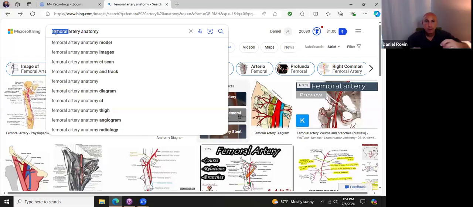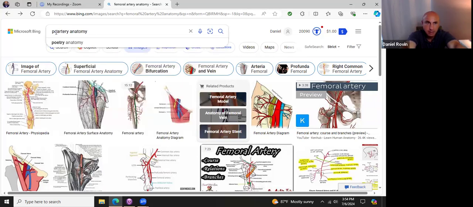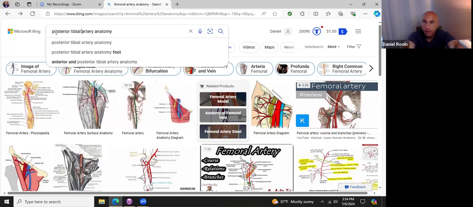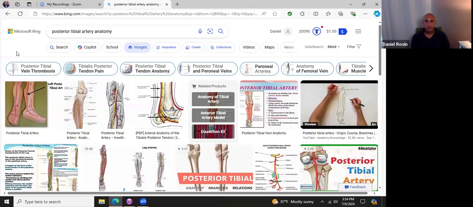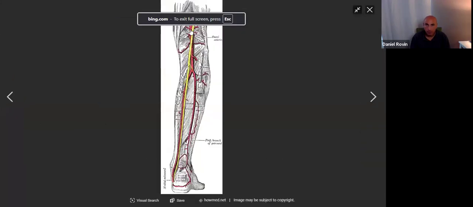So let's look at the posterior, which means the backside, tibial artery. Because if we look at the back, we can see that femoral artery now running with what will become the tibial nerve, right? And by the way, the artery will change names in the back of the knee. Popliteal, split, and what stays along the inside with the tibial nerve is called the posterior tibial artery.